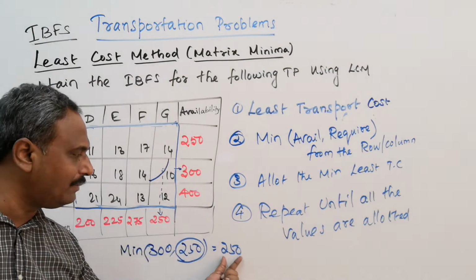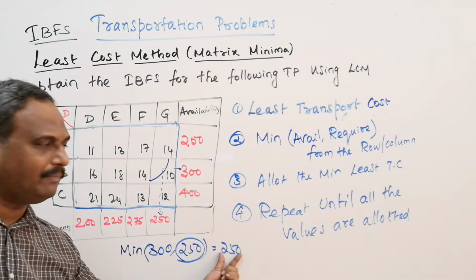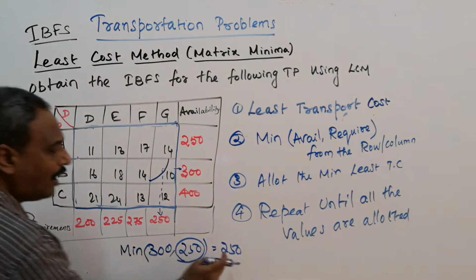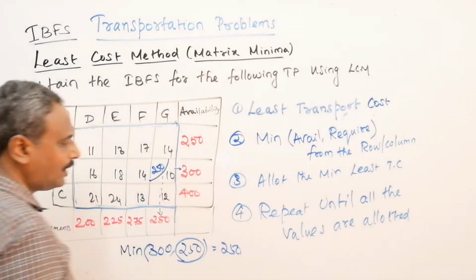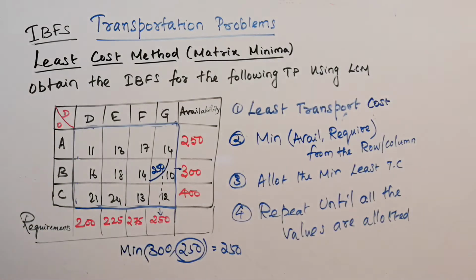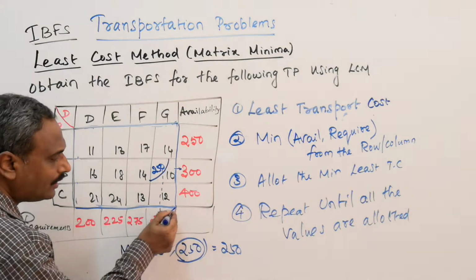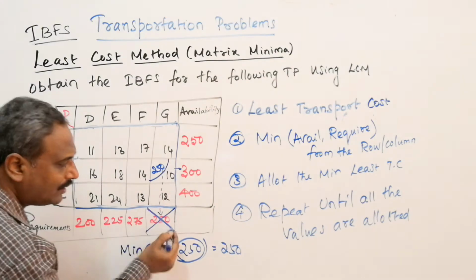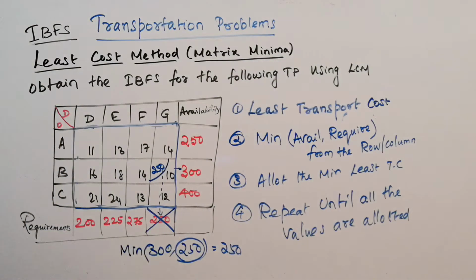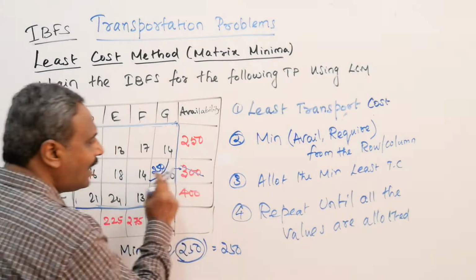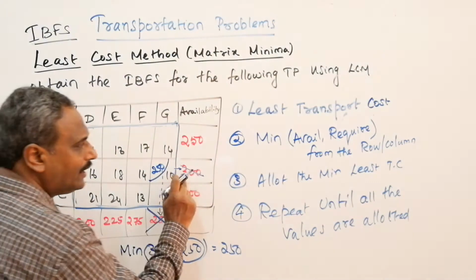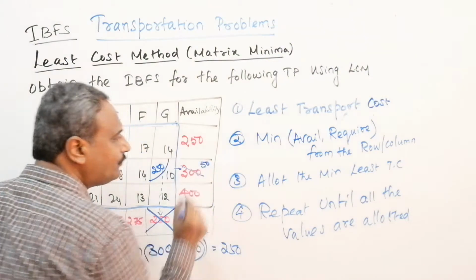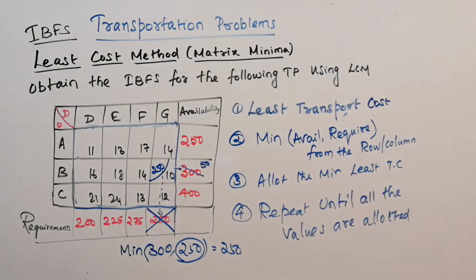So when I check for the minimum value, 250 is the minimum value. So I am going to allot this 250 in this cell. That means I have allotted all this value. Here what will be the availability now? As I said, 300, as I have allotted 250, I will be having only 50 as the balance.